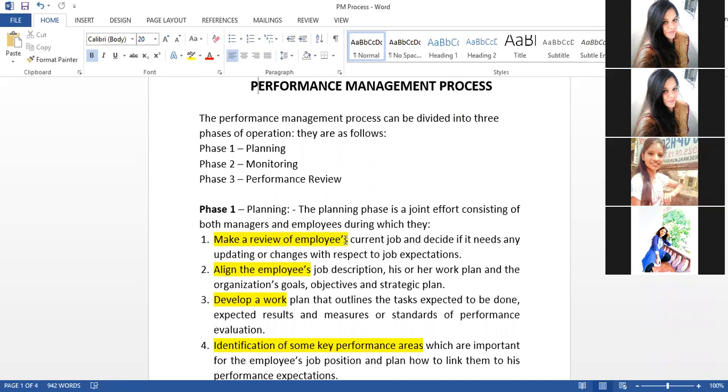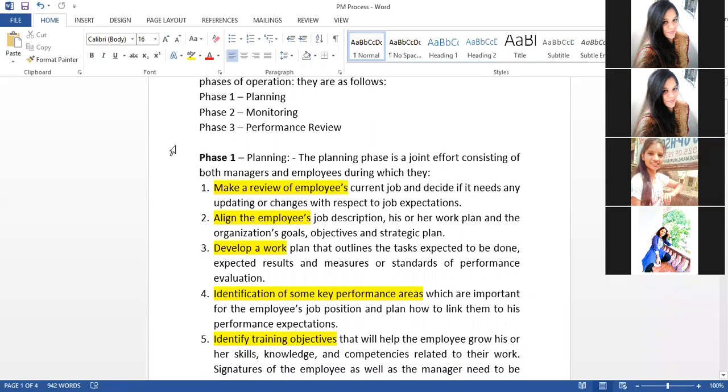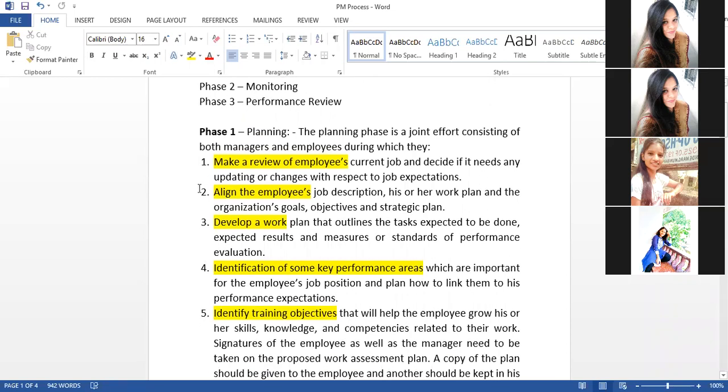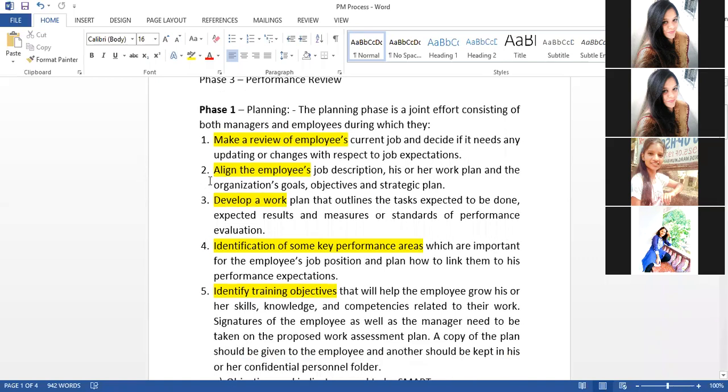All right. So in the planning stage, phase 1, what is happening? Subordinate and manager collectively make a review of the current working system. They are aligning the individual performance with the organization goals. They develop a work plan where you outline the expected tasks, the employee's expected results and the performance evaluation standards.